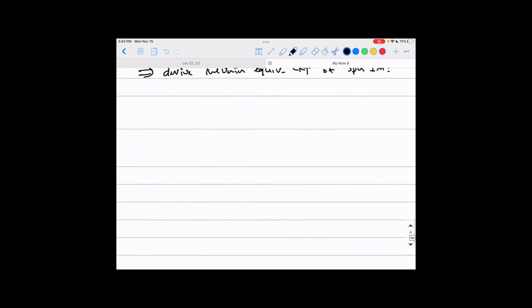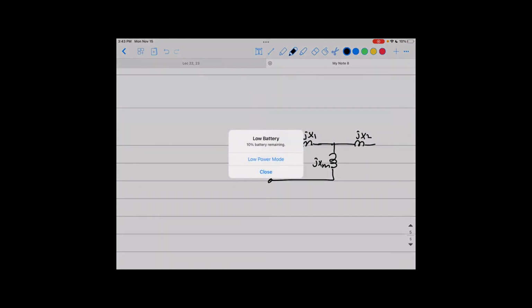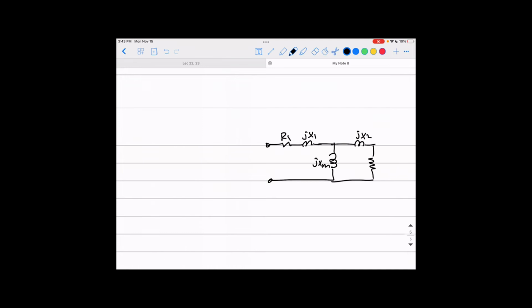Remember our approximate equivalent circuit we're dealing with most of the time: R1, JX1, and here is your JXM, and here is your rotor circuit, JX2 and R2 over S. We need to find the Thevenin equivalent circuit over the rotor terminals, those terminals. That means I need to take out all the stator and the core representation and represent them by a Thevenin equivalent circuit.